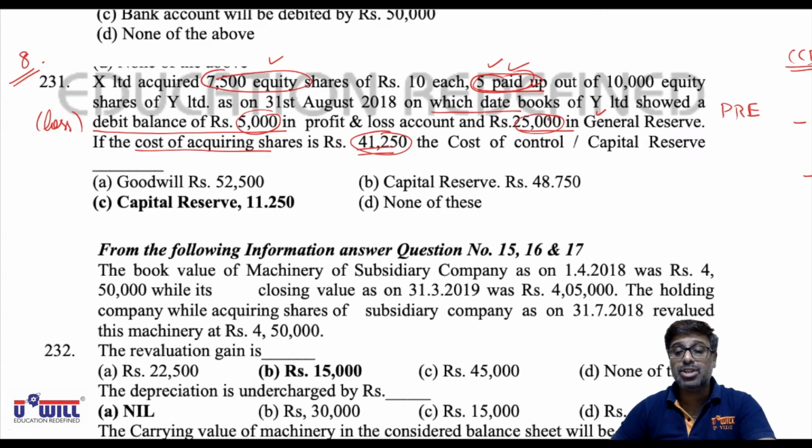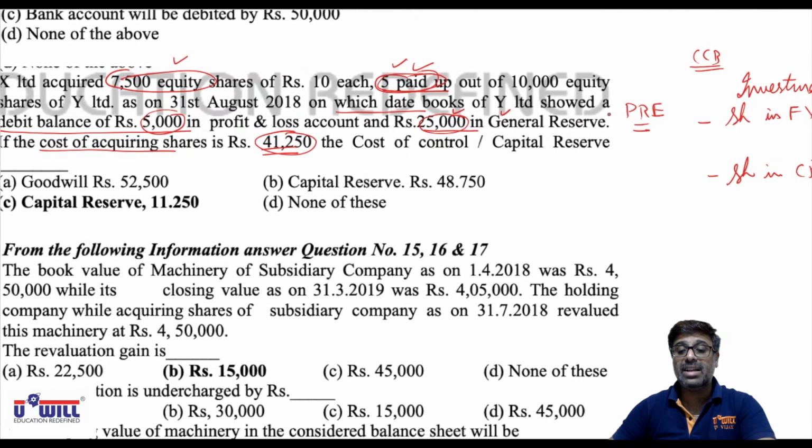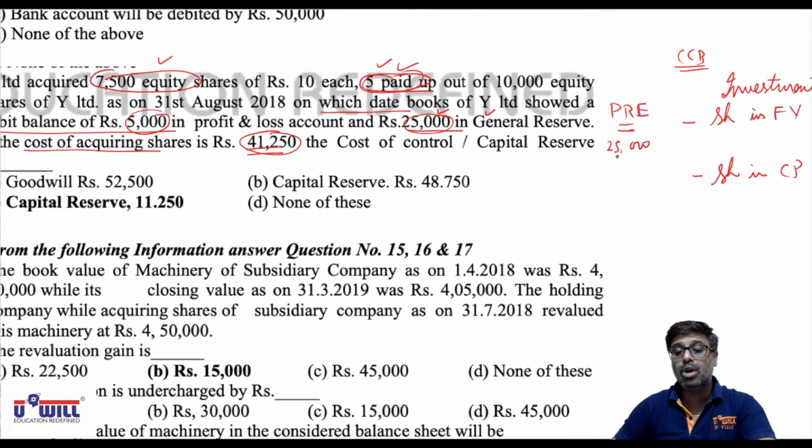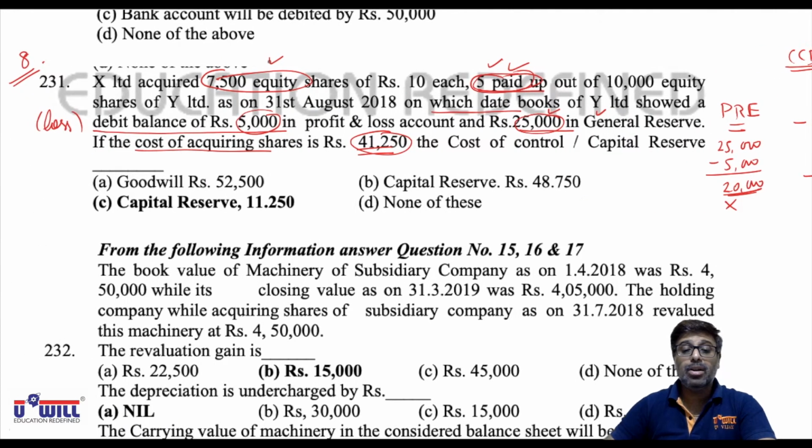Now capital profits here: general reserve on the date of acquisition, pre-acquisition, is 25,000 and a loss of 5,000 is there. So 25,000 minus 5,000, you can say that pre-acquisition profits or capital profits are 20,000 only. In that, the holding company has acquired 7,500 shares out of 10,000, which means 2,500 are with minority interest. Both are divisible by 2,500, so 3 is to 1. 2,500 into 3, 2,500 into 1 is the ratio of degree of control.